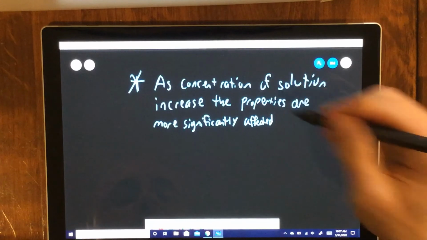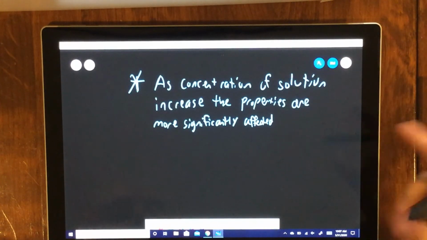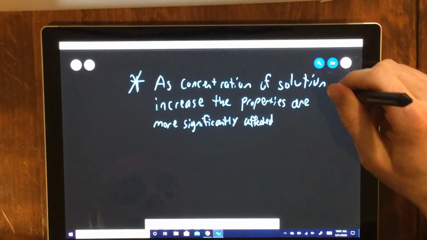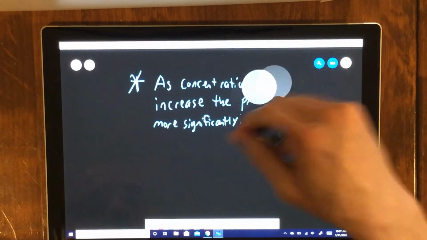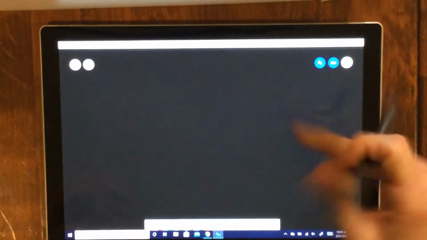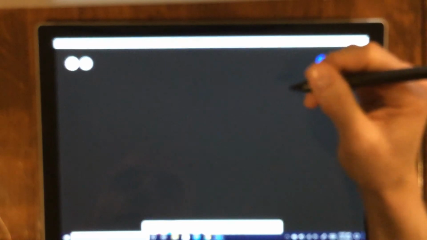All right, so what does that mean? Here's what that means. And I'm just going to erase this because, again, you guys can pause that. All right, so let's say I have three beakers of water.